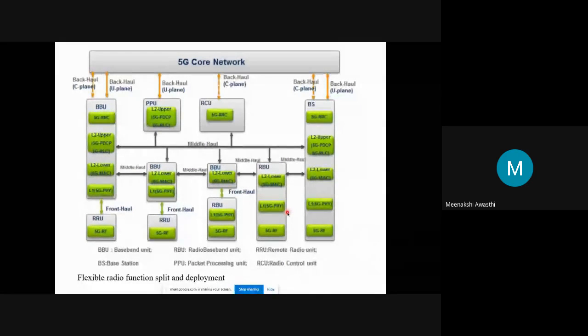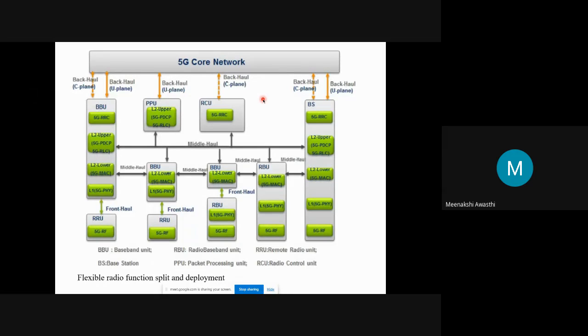So this is again the flexible radio function split and deployment. See how complex this network is. This is the 5G core network, which is connected with the C plane, U plane. So this is how we can make the radio function flexible and deployable.